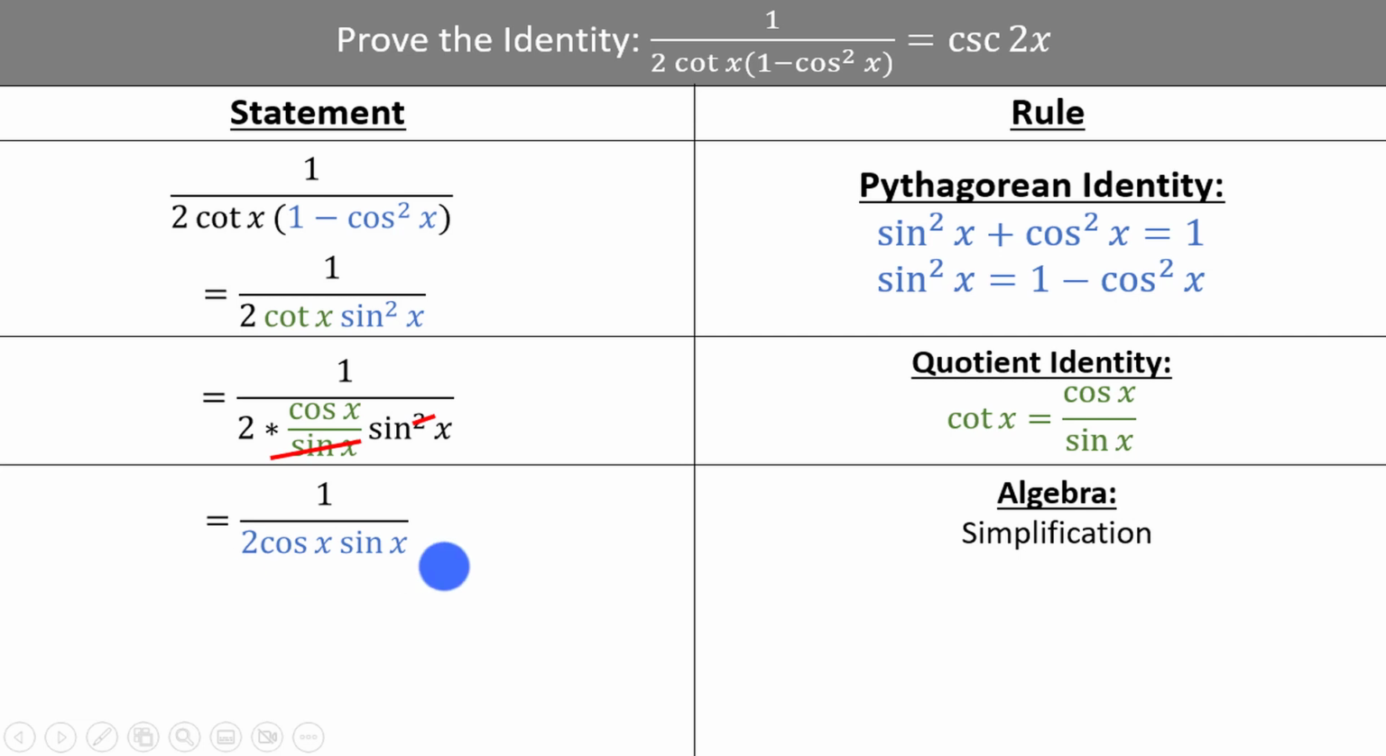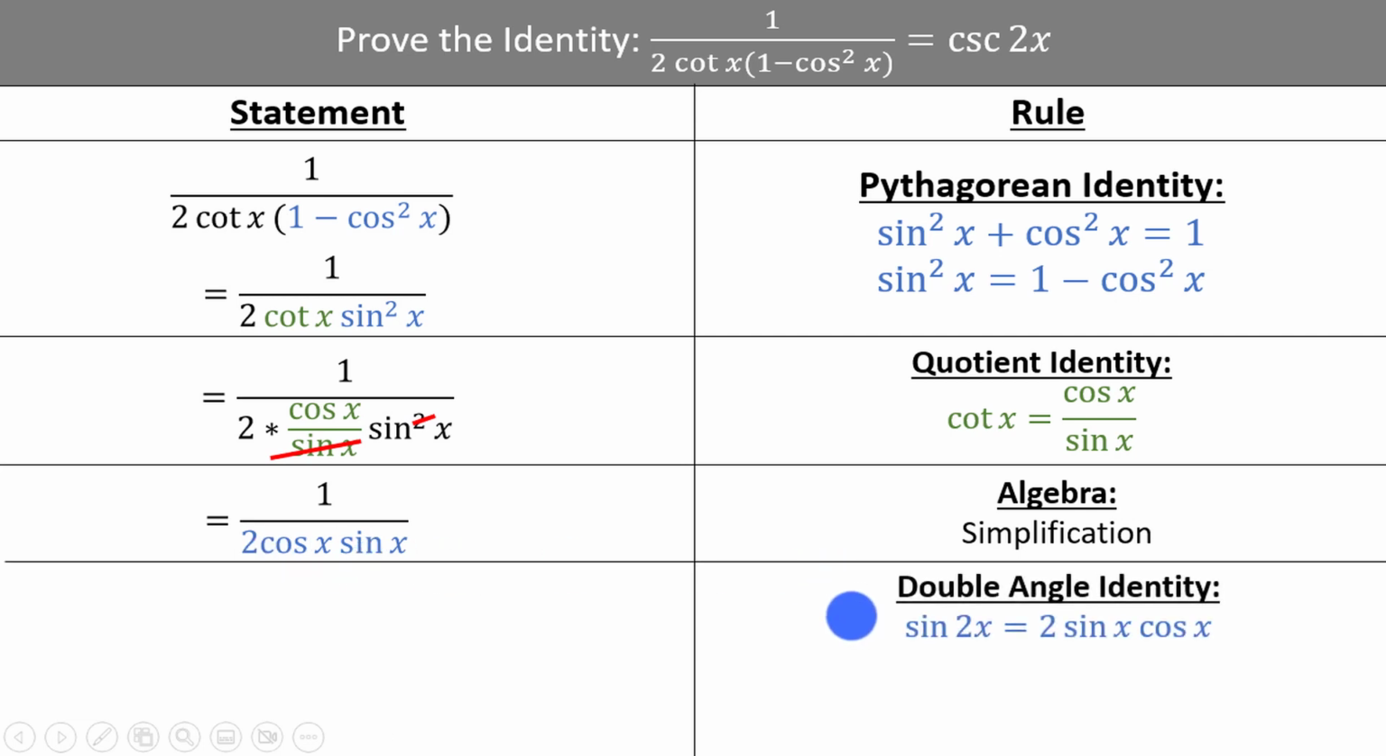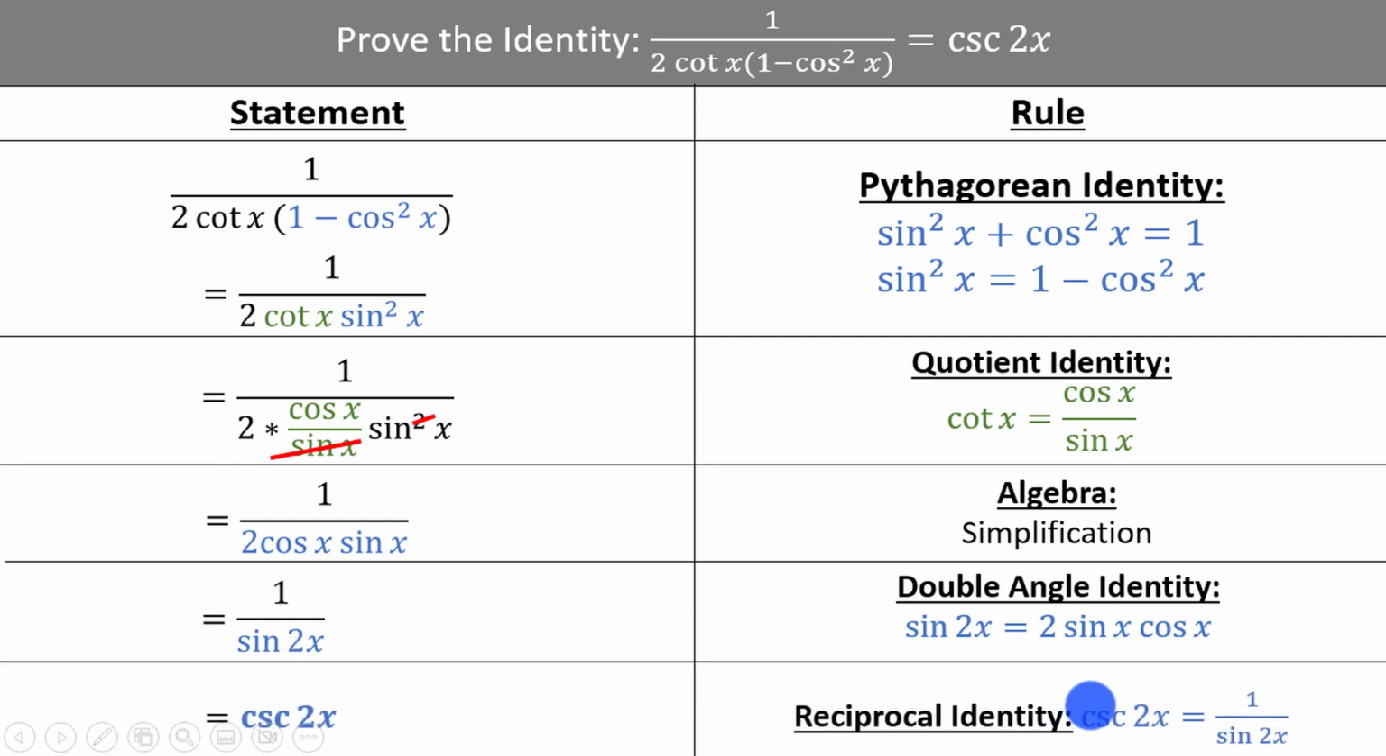Now hopefully you recognize the denominator as the double angle identity for sine. Sine of 2x is the same thing as 2 times the sine of x times cosine of x. We can replace this with 1 over sine of 2x. Our goal is to get cosecant of 2x, and we basically have it. 1 over sine of 2x is the same thing as cosecant of 2x. We have completed our proof.